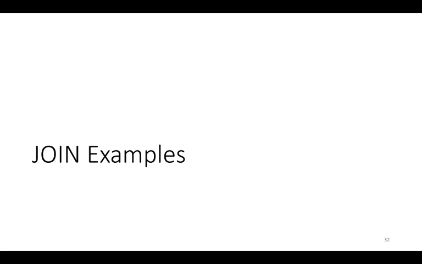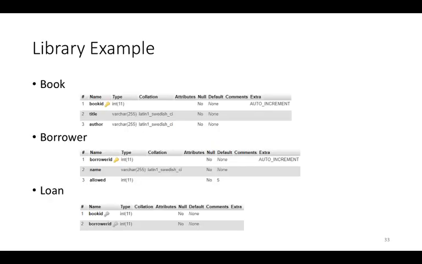So let's have a look at some examples. Let's try and bring this to life and see what they look like. I've created here three tables for our library system. We have a book. Books have an ID, a title, and an author. ID is an auto-incrementing integer. We have a borrower, borrower ID, auto-incrementing integer, primary key. And then finally we have a loan. Loan is the link table, and loan just has a foreign key of book ID and a foreign key of borrower ID. So hopefully it's fairly self-explanatory.